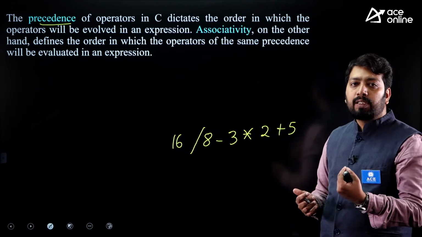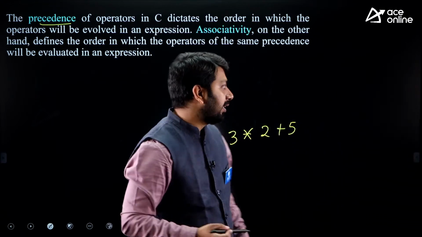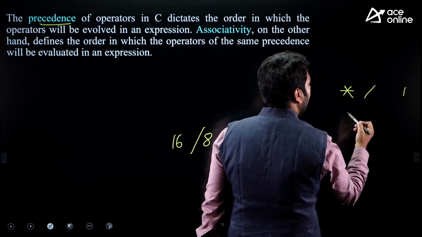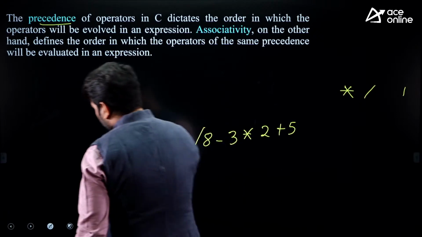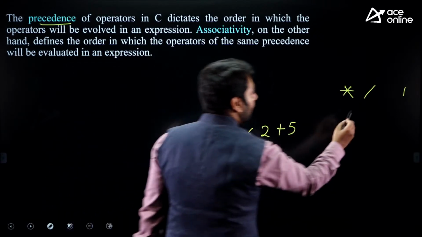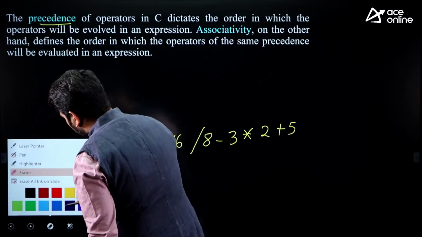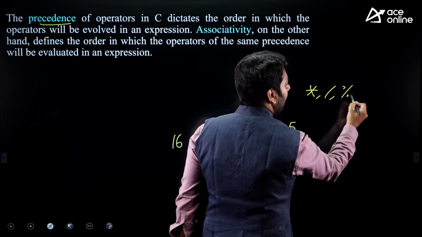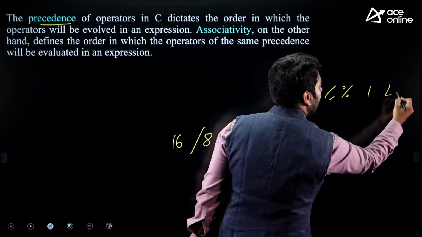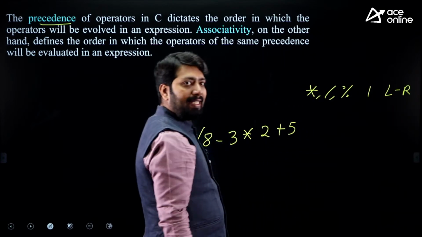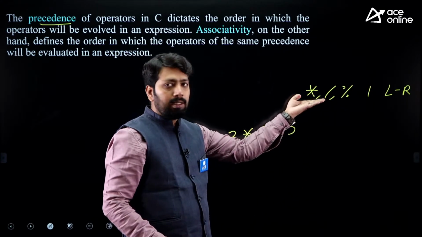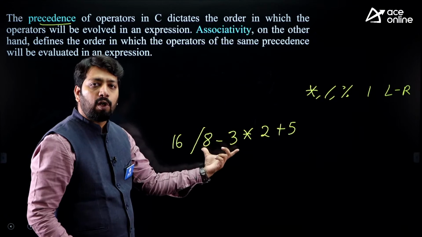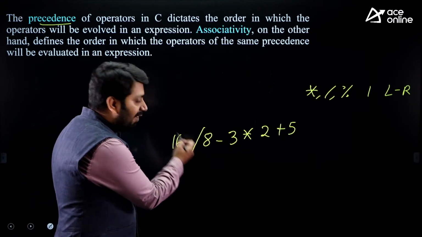First, we check which operator has the highest priority. Multiply and divide has the highest priority 1 in all the arithmetic operators. Multiply, divide and mod operator has the highest priority 1 and associativity left to right. That means first I need to solve these operators. Now multiply and divide both are there. Which should we solve first? I need to solve the left one first.